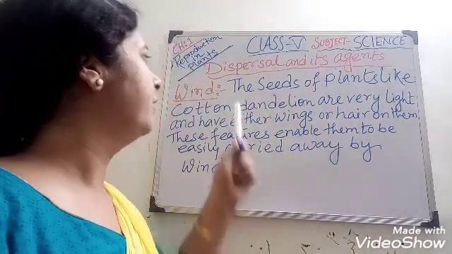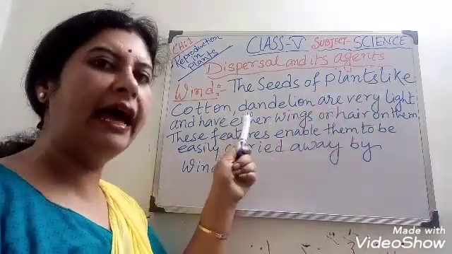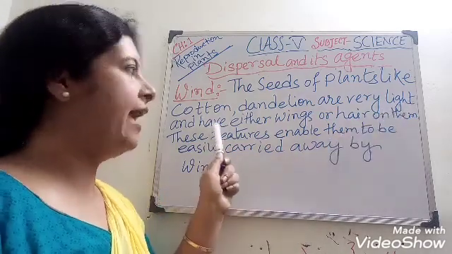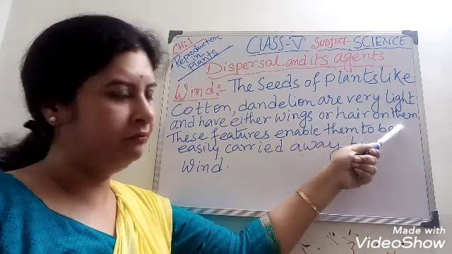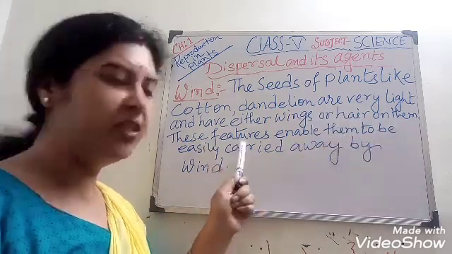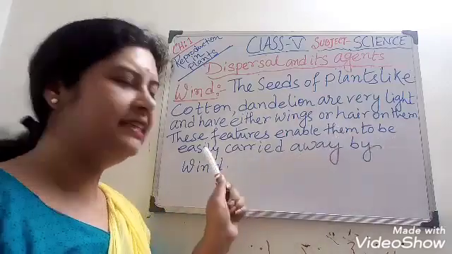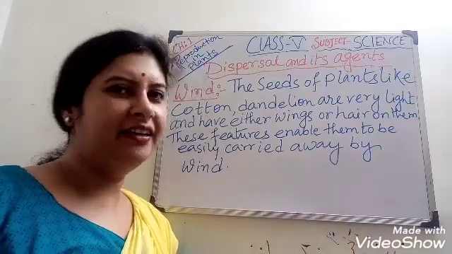First, wind. The seeds of plants like cotton and dandelion are very light and have either wings or hair on them. These features enable them to be easily carried away by wind. Clear, children?